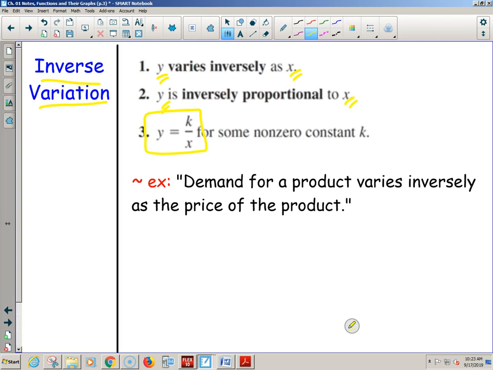The demand for a product varies inversely as the price of a product. Now, here's the interesting thing. We just said as demand goes... You just made demand the independent or the dependent? Not in our example. We said as demand, he was the guy moving and price was being affected. We did it the wrong way.